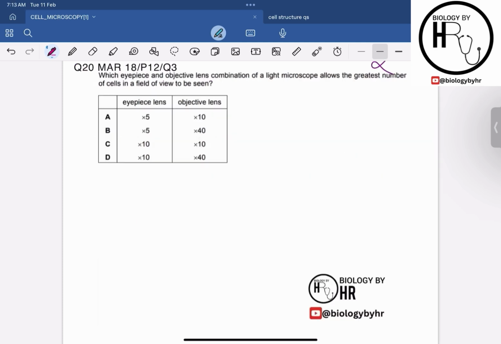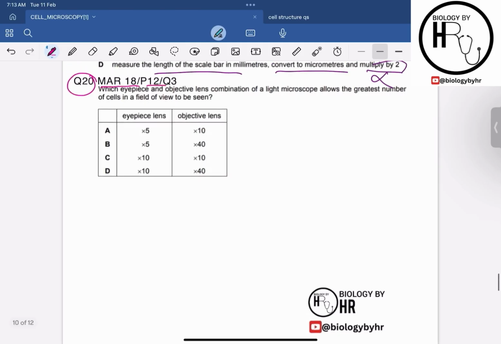Now let's move on to question 20, which is from March 2018, paper 1 question 3. It says that which eyepiece and the objective lens combination of a light microscope allows the greatest number of cells in a field of view to be seen.